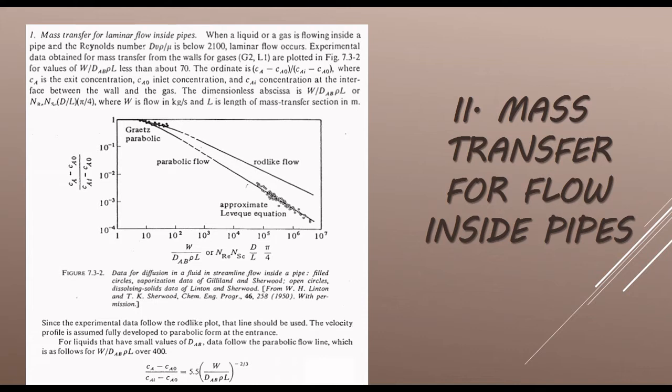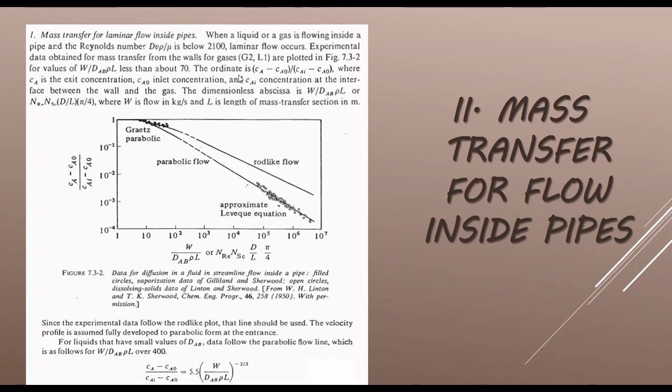So when a fluid or a gas is flowing inside a pipe and the Reynolds number is below 2100, then we have laminar flow. Now, experimental data obtained from mass transfer from the walls for gases are plotted in Figure 7.3-2, and the figure is shown below, for values of W divided by D_AB times rho times L less than about 70. So this particular figure is for this value of W over D_AB rho L, which is less than 70.